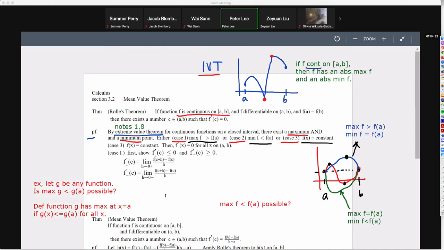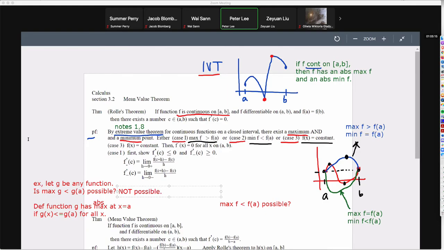So if you look at the definition of a max and min, this is of course an absolute max. This is the definition of absolute max. We say that the function has an absolute max at x equals a if g of a should always be higher than anybody out there. So if g of a is lower than some other value, then that's not the maximum. So by the definition, max g cannot be less than g of a. Is that possible? No, this is not possible.